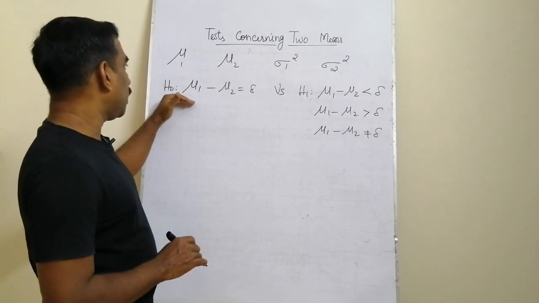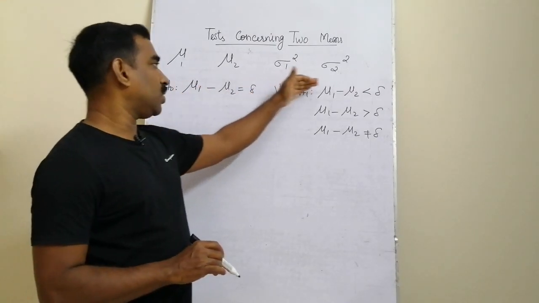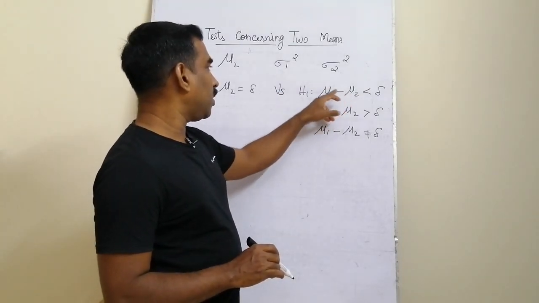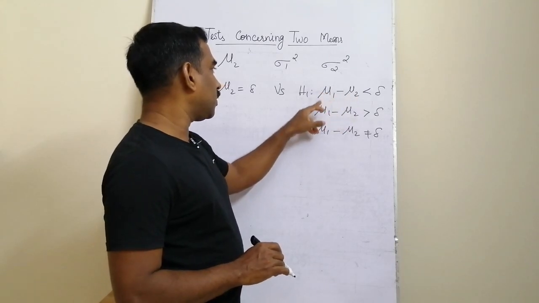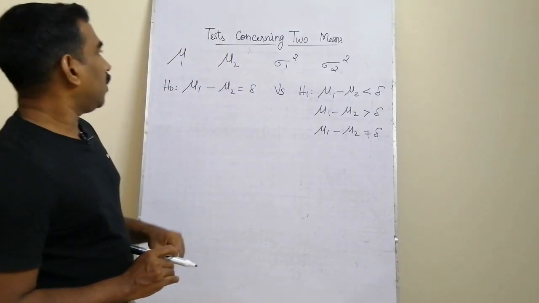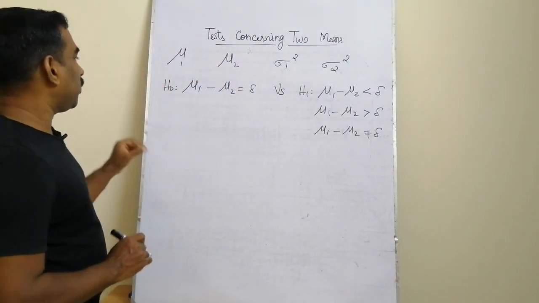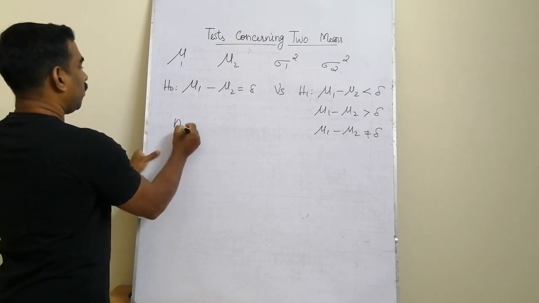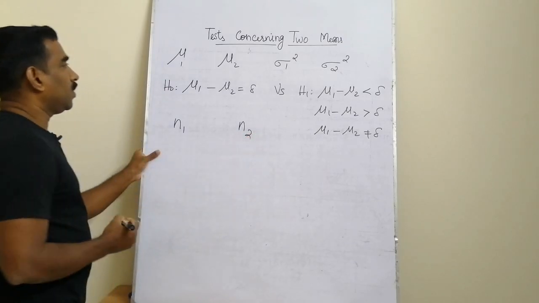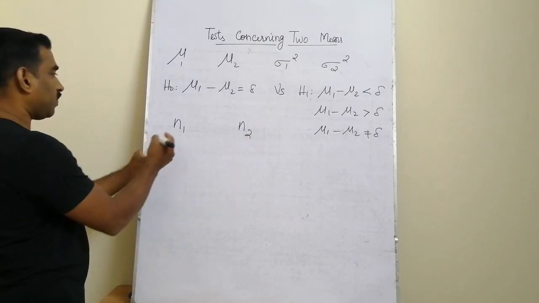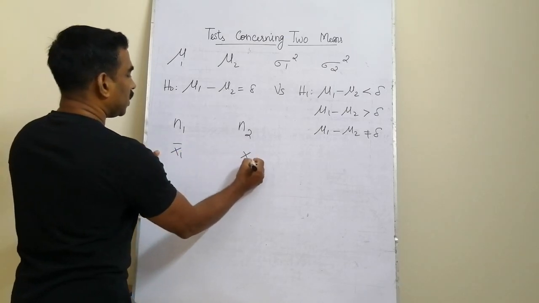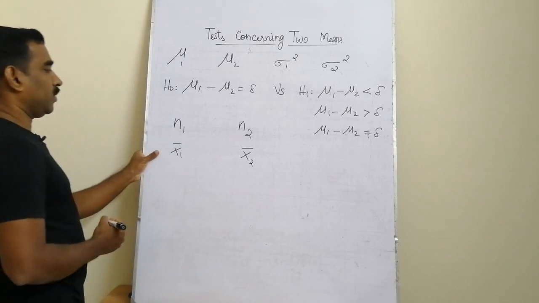That means there is a difference in population parameter, against no such difference, or the difference may be less than delta, that means mu1 minus mu2 less than delta, or mu1 minus mu2 greater than delta. Now for testing this null hypothesis, we are drawing two samples: one sample of size n1 from the first population and another sample of size n2 from the second population. For the first sample we compute the sample mean, suppose this is x1 bar, and for the second sample it is x2 bar.